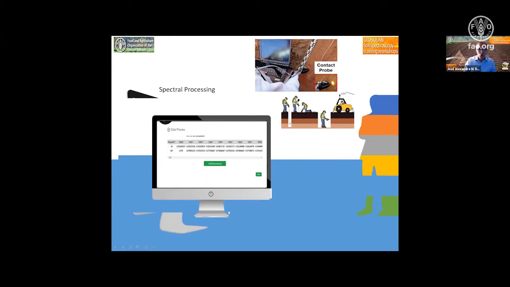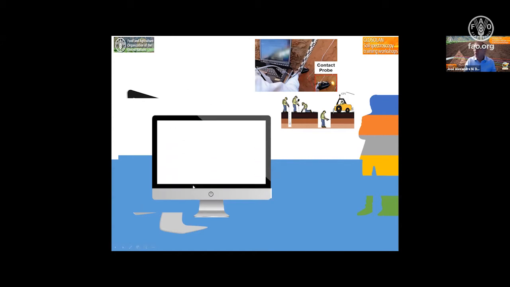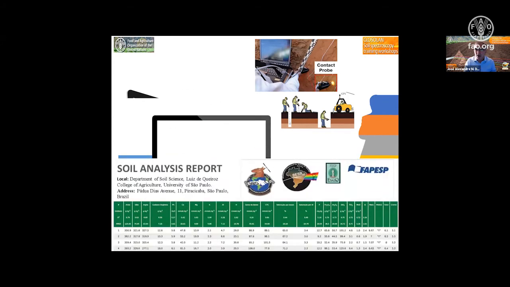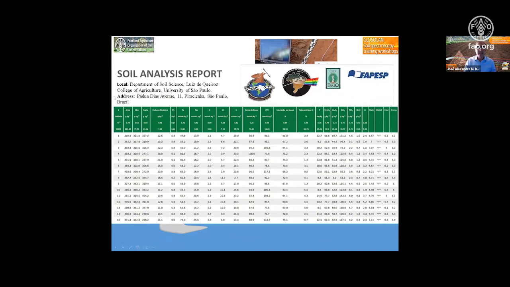The spectra will go into the system online, and you will receive in your email a sheet that is the soil analysis report. This is already functioning. You can do it right now. You can send a spectra and ask for the results, and then you can compare with your real results and start to see how our model is functioning.